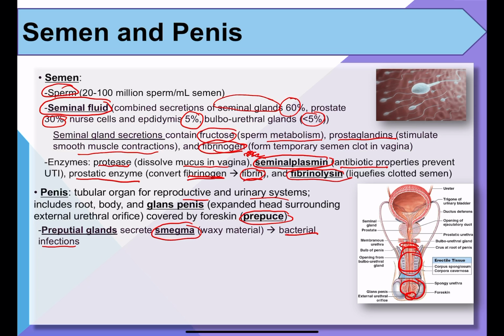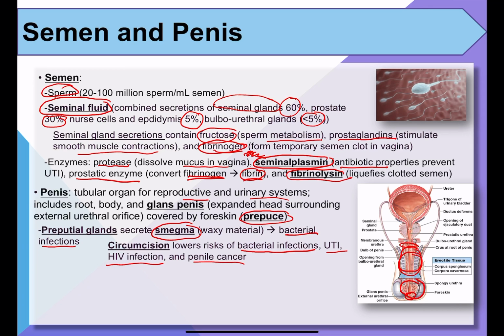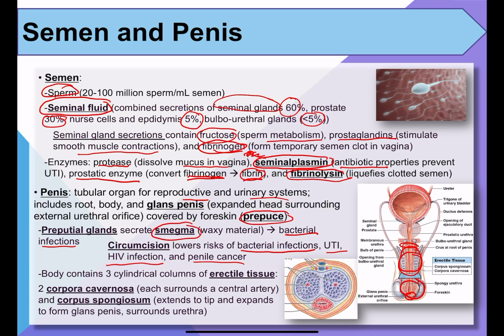But some males do still get bacterial infection pretty severely, and hence they need to do what's called circumcision. So to prevent that infection, a lot of times male babies are circumcised when they are born, usually a day or two after they're born, and this lowers the risk of bacterial infections, UTI, HIV infection, and even penile cancer. So circumcision does a good thing. And for males, if they are circumcised as a baby, they will never remember that pain. But if you are circumcised at an older age, it is a very, very painful process to go through, especially during the healing stage.